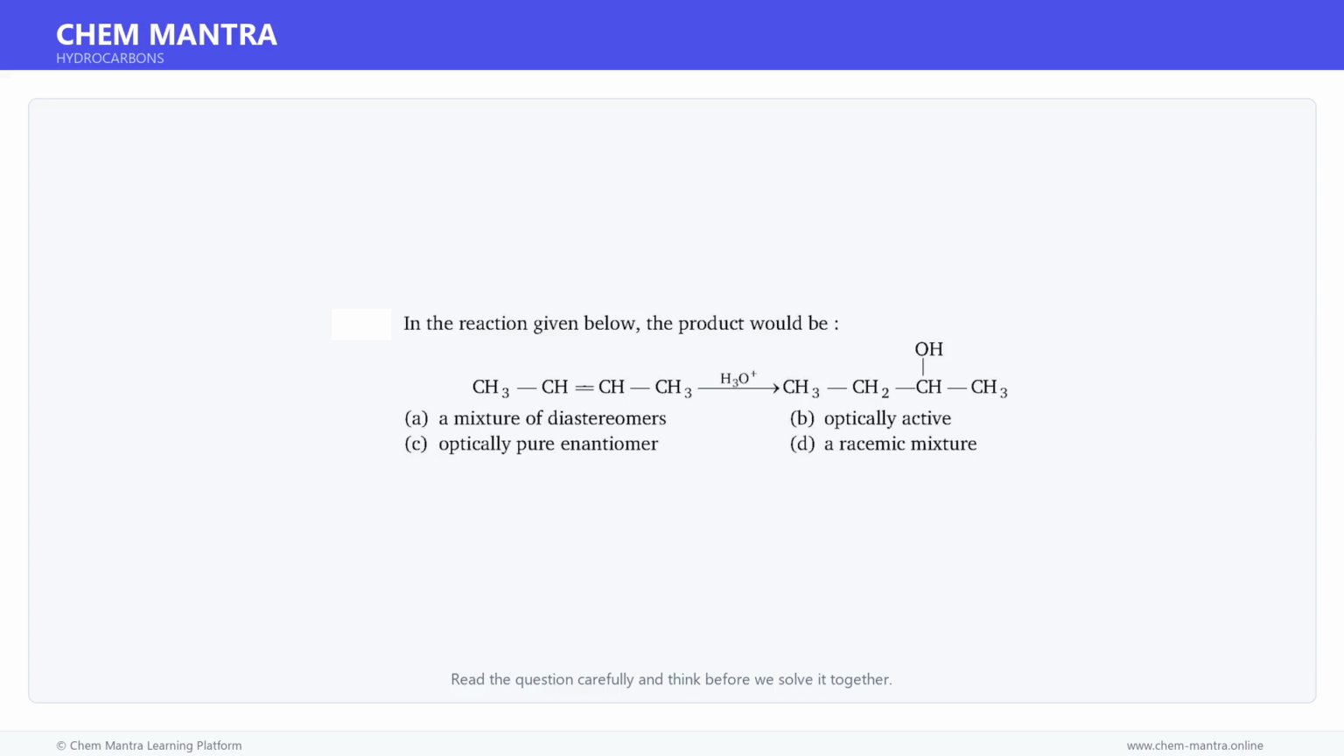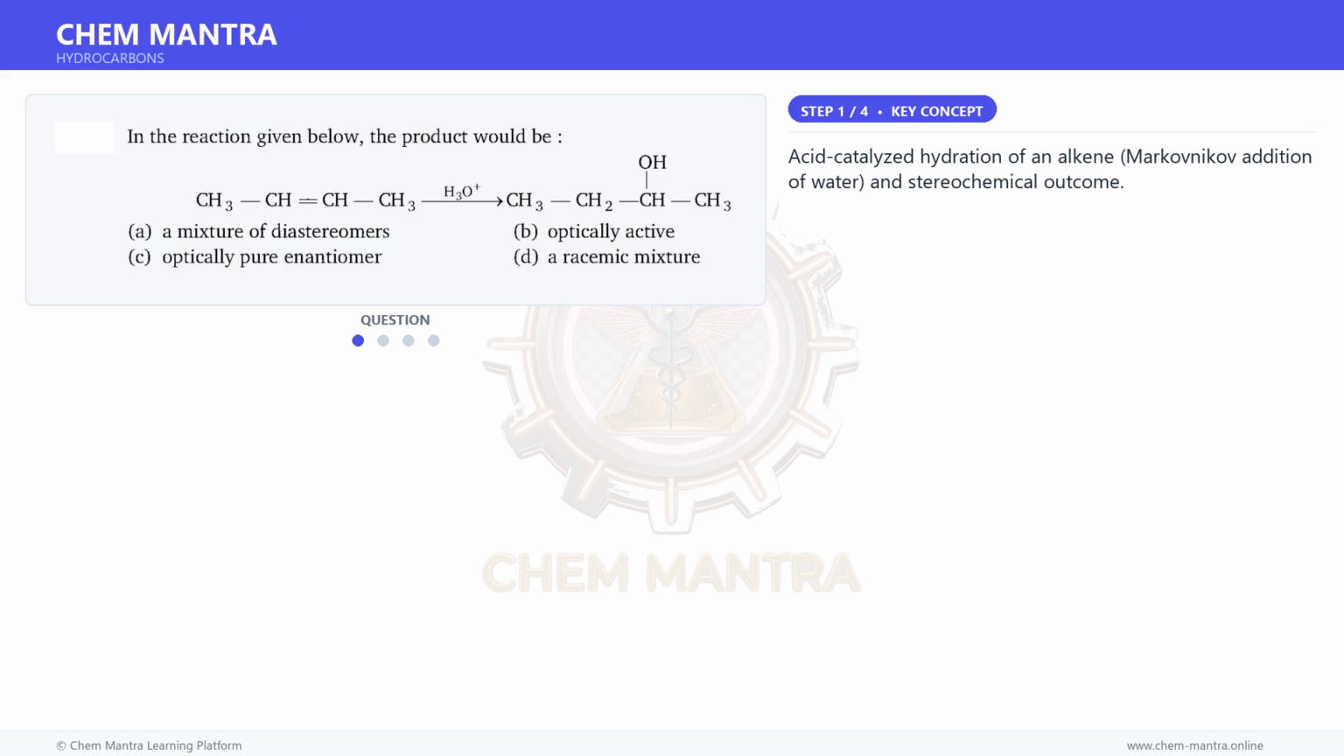Here is a question. Read it carefully and think about the answer. Let us solve it step by step. Let us first understand the key concept here. Acid-catalyzed hydration of an alkene, Markovnikov addition of water, and stereochemical outcome.